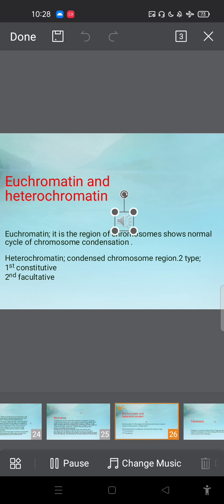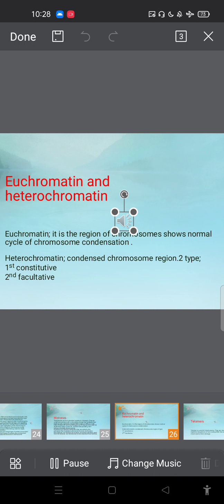And the next one is heterochromatin. This is the chromosome or chromosomal region that usually remains condensed, more darkly staining than euchromatin, throughout the cell cycle, even in interphase. Heterochromatic DNA is usually transcriptionally inactive. Two types of heterochromatin are present. First one is constitutive and second one is facultative.